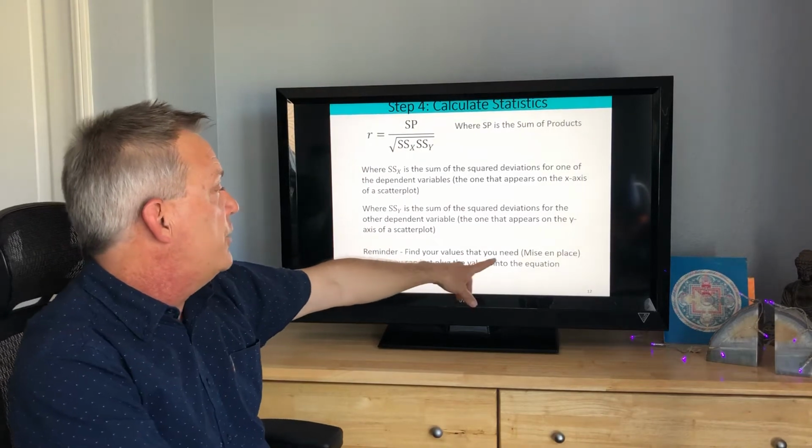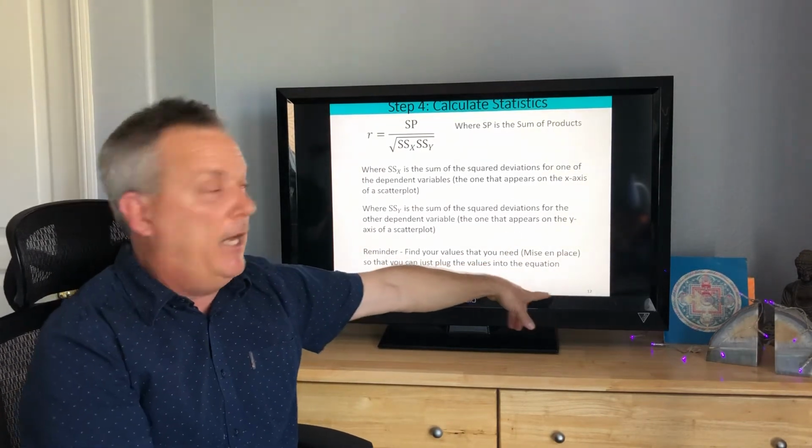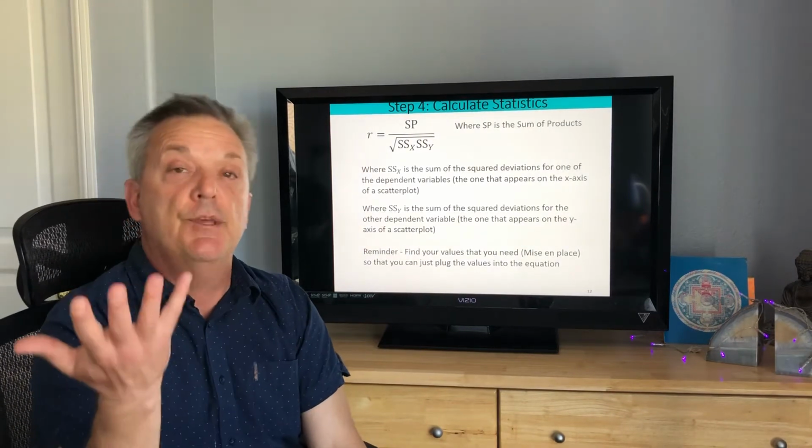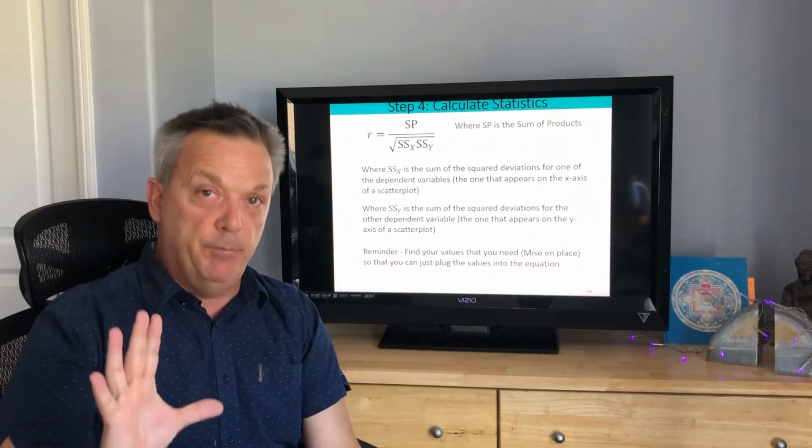Reminder, find your values that you need. Remember, mise en place, so that you can just plug in the values into the equation. Make it simple, right? Take a deep breath, right?